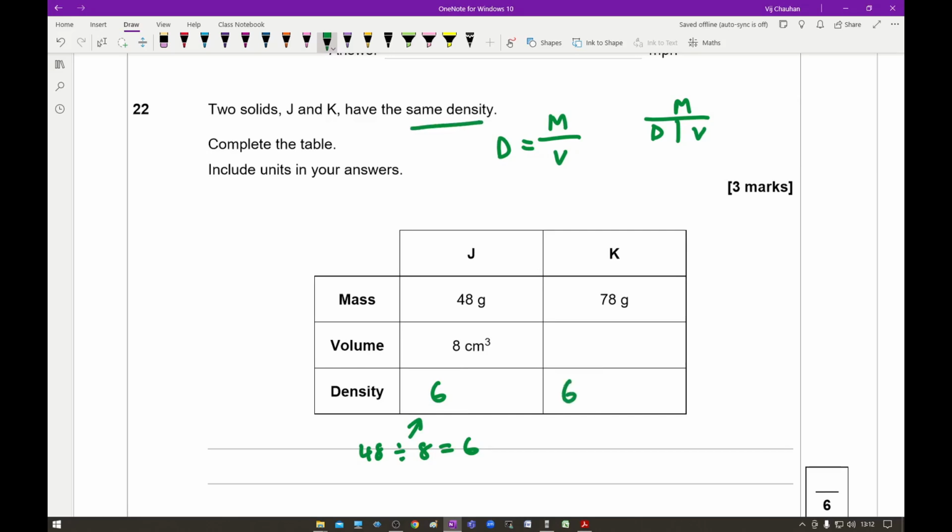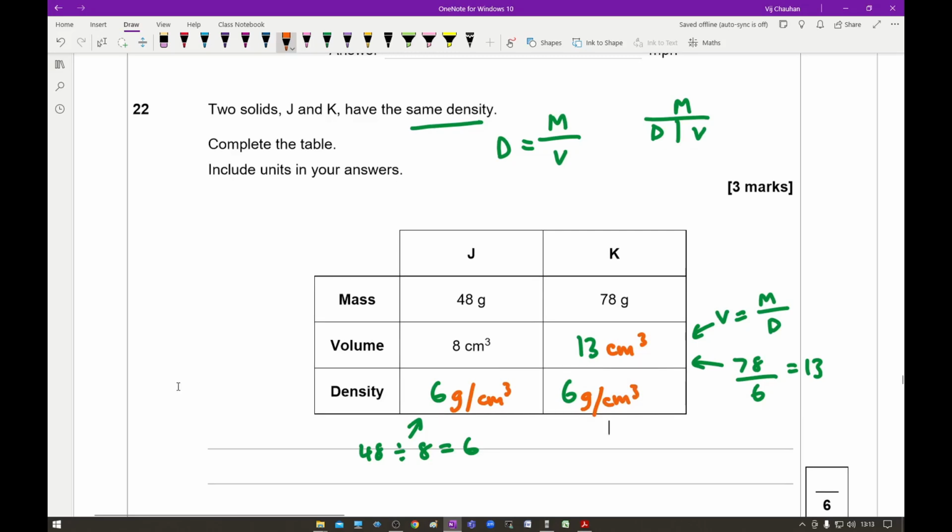And then to work out the volume, for this number here, volume equals mass over density. So for this one, it's going to be 78 divided by 6, which gives me an answer of 13. Now all that's left for me to do is write down the units. The units for the volume is going to be centimetre cubed. Looking at the density, it's going to be mass first, and the mass is measured in grams, and that's over the units of the volume, which in this case is centimetre cubed.